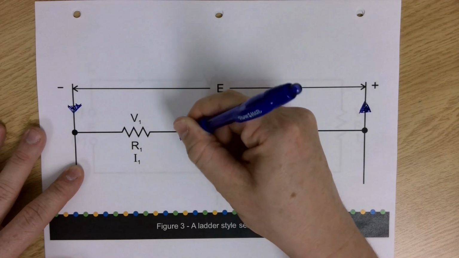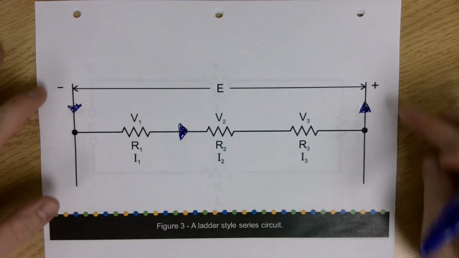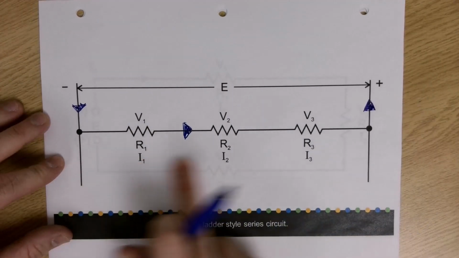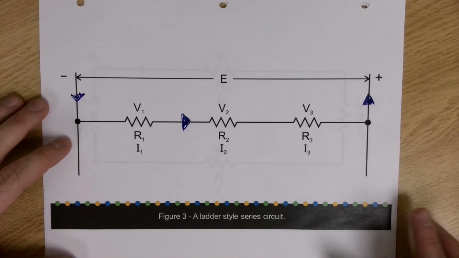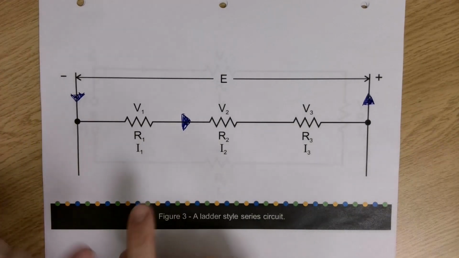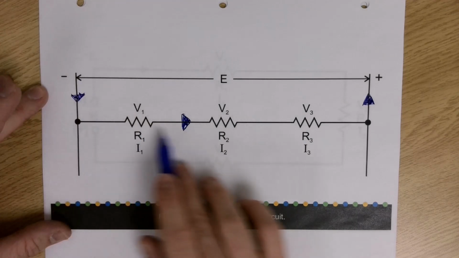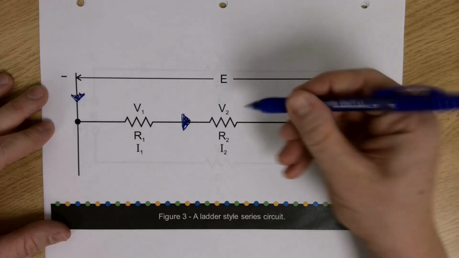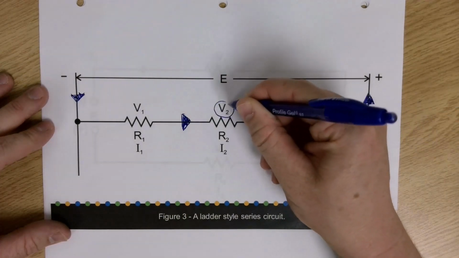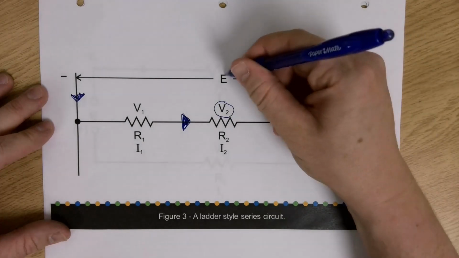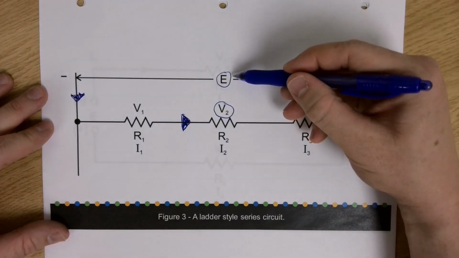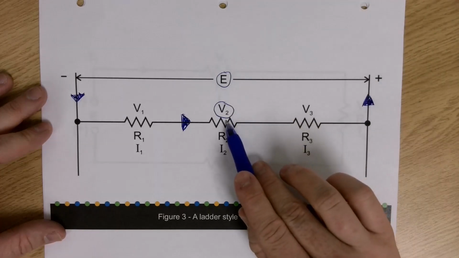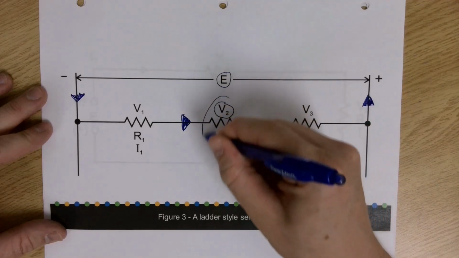So it looks a little different. This is a ladder style. I think these sides are called the rails, and this is a rung, sort of like if you want to think of it like a step ladder. But just know that it's the exact same circuit. There's still only one path for current to flow. It's still a series circuit. And always remember that there's a difference between a V and an E, because E is our source voltage or total voltage, and V is going to be a specific measurement at this location.